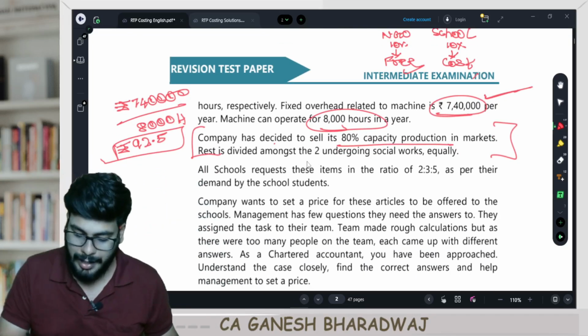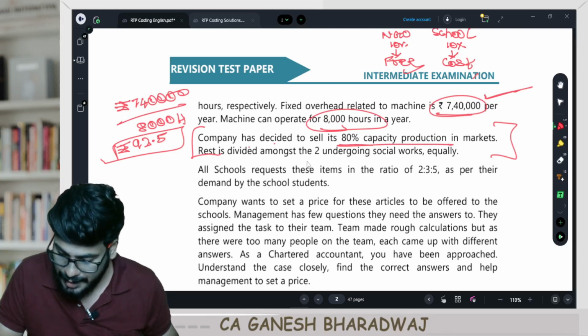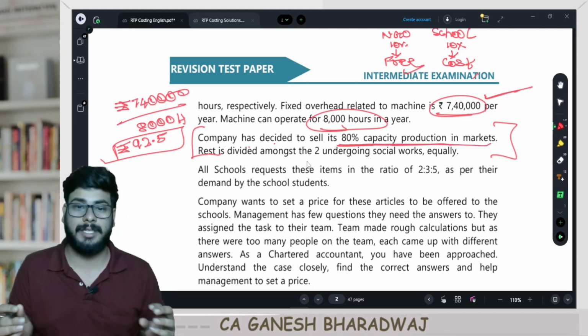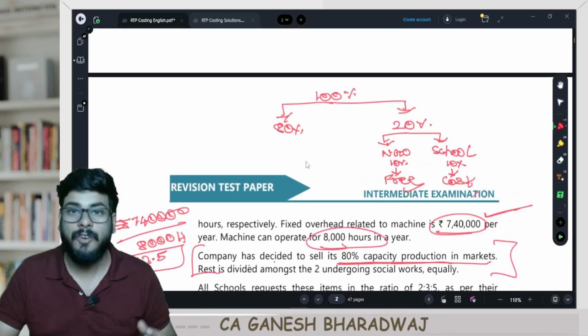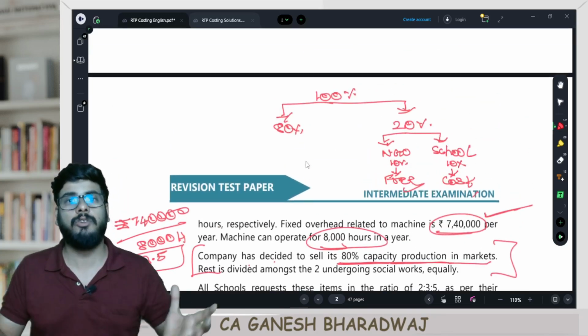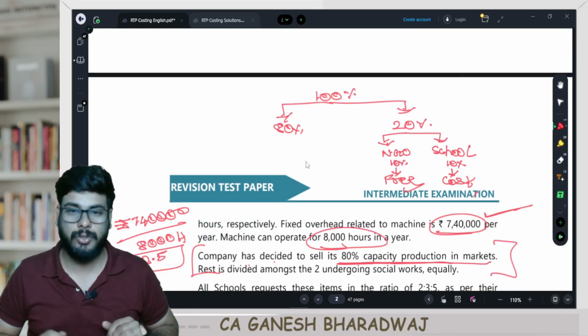Now read this, you will get it. The company has decided to sell its 80% capacity production in the markets. Sell means what? They plan to use this 80% capacity for running their actual business. Without business full-fledged, how can they enter into social responsibility?